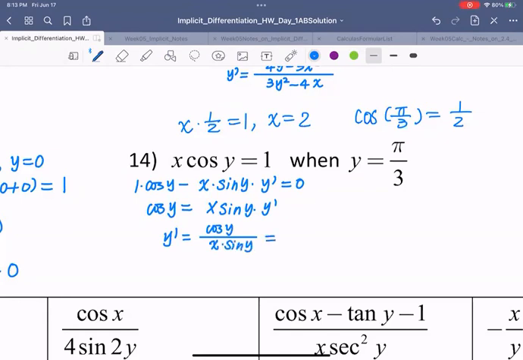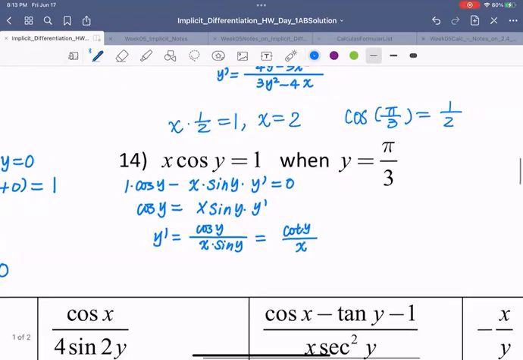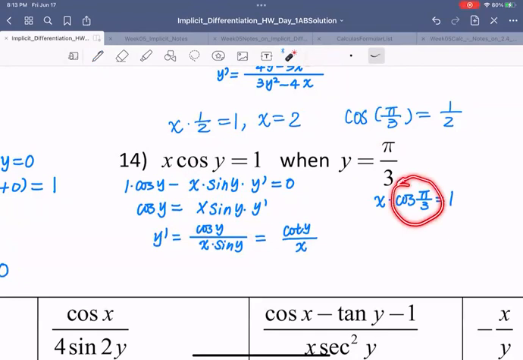Cosine y over sine y is who? This is cotangent y, right? Then we can plug in. But we need to figure out the x. So cosine pi over 3 is how much? Oh, 1/2. So x equals 2. Yes, correct. So x equals 2.